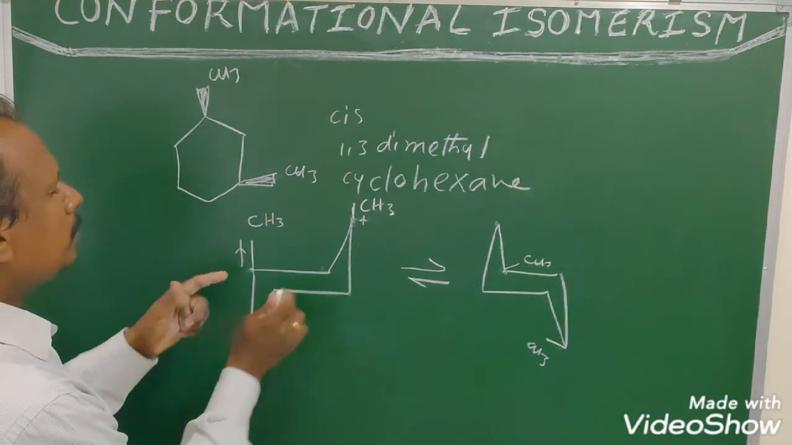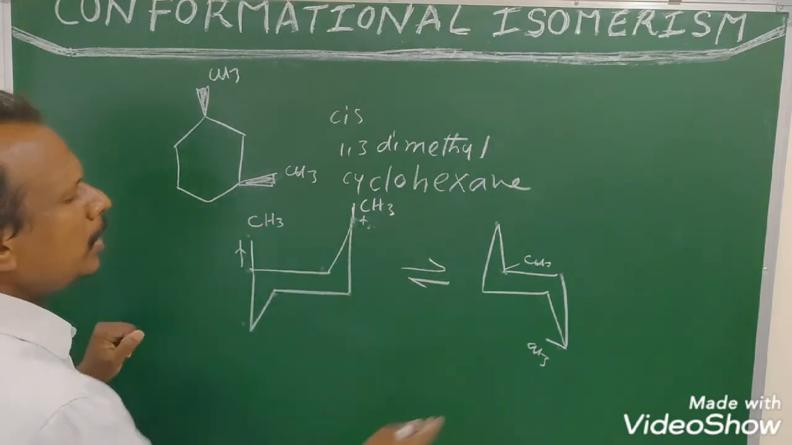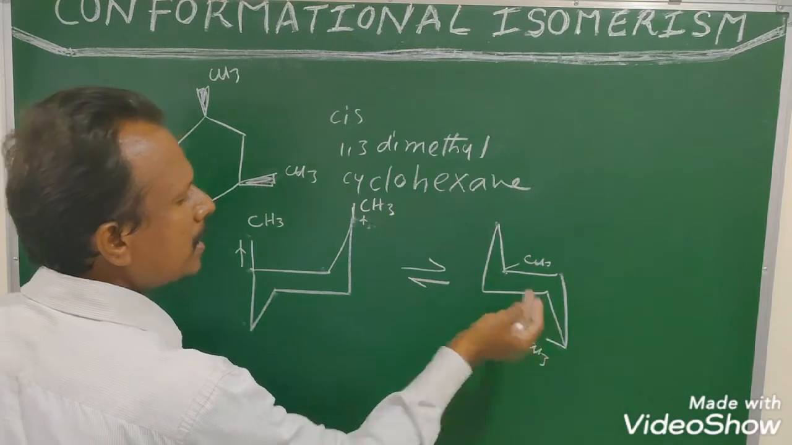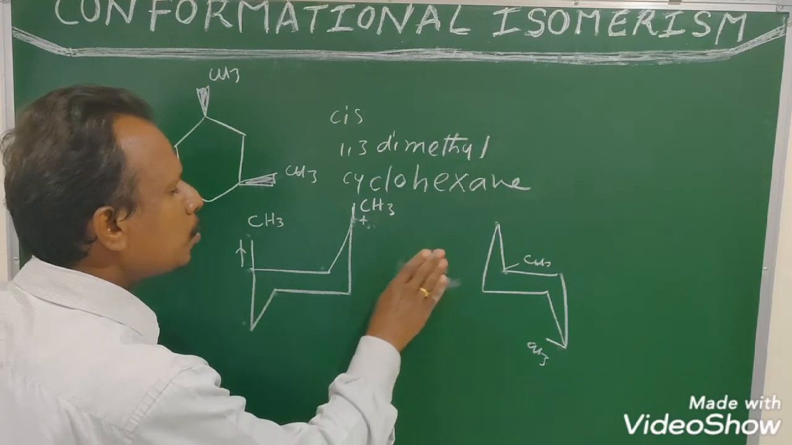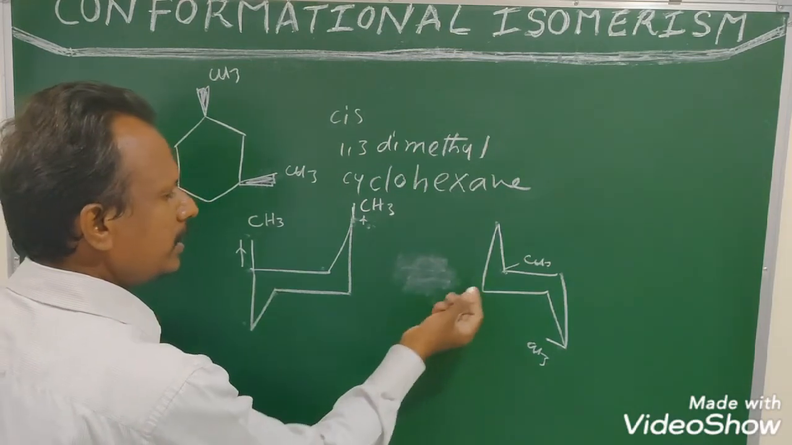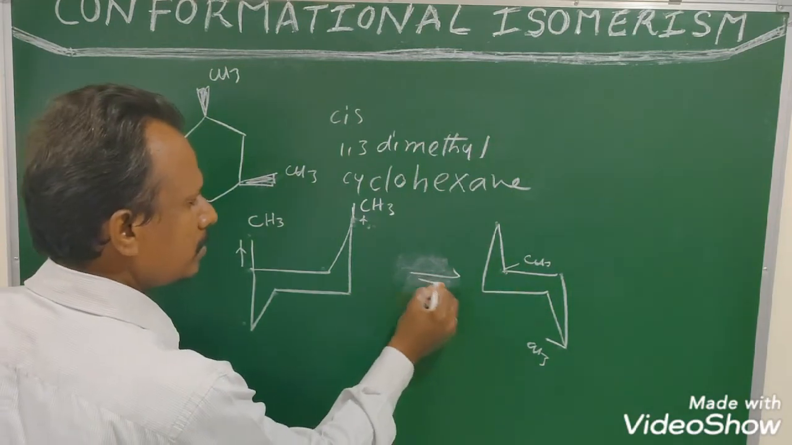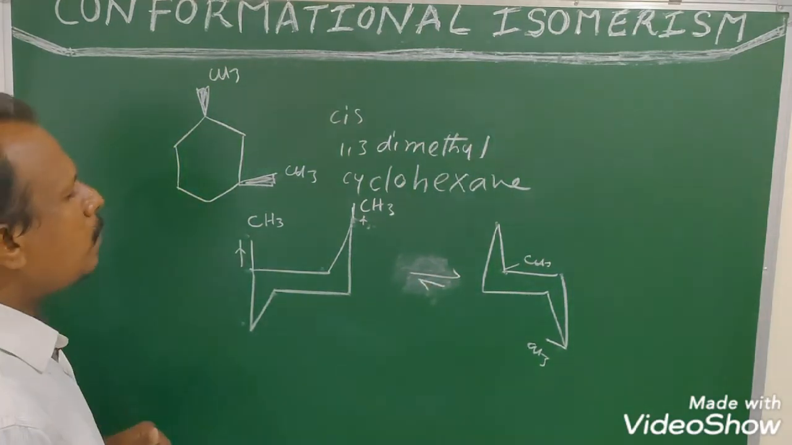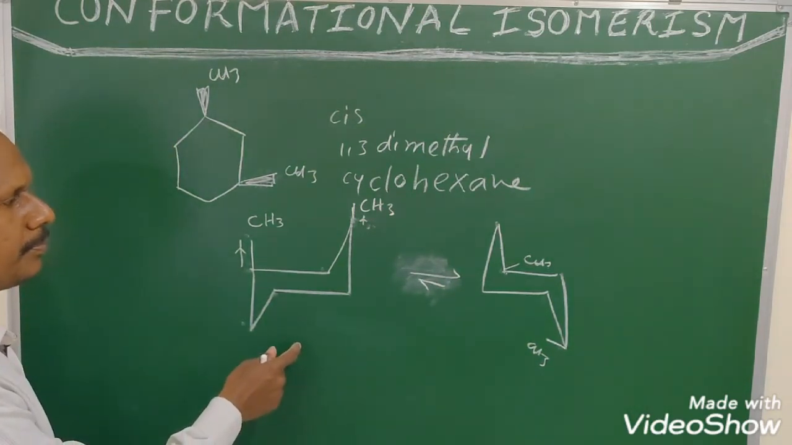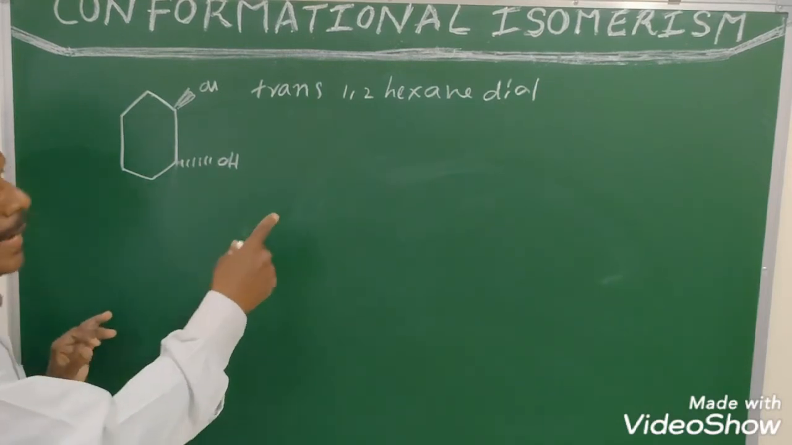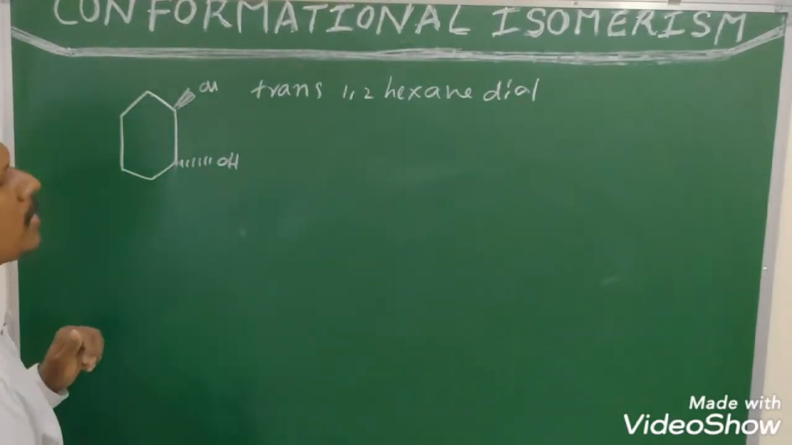This conformation is unstable because in axial position, axial H interaction makes it unstable. The other is more stable because both methyls are in equatorial positions. So this compound has two chairs, and the two chairs are not equally stable. It is more stable, so the majority of molecules exist in this chair conformation, and only a minority of molecules exist in the other conformation. Trans-1,2-hexanediol also has two chair conformations.